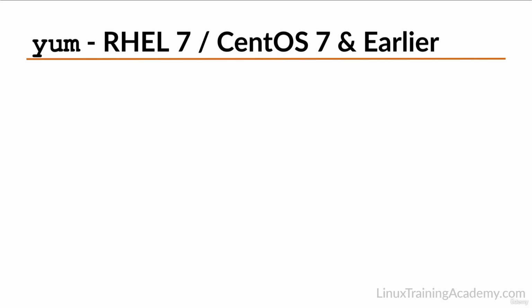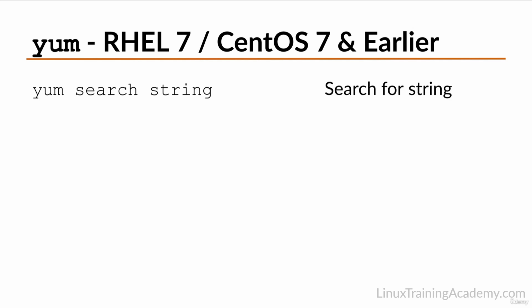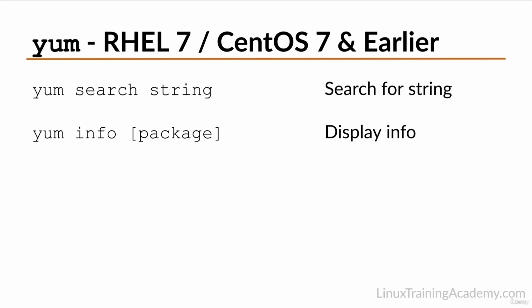Historically, the yum command line utility was the package management program for Linux distributions that use RPM packages. If you are using Red Hat 7 or CentOS 7 and earlier, you will use the yum command. However, yum has been replaced with DNF, starting with Red Hat 8, and we'll cover that in just a minute. If you want to search for a package by its name or description, use yum search string, where string is the thing you are searching for. To display information about a package, use yum info package name.